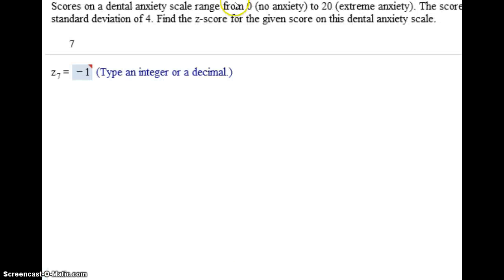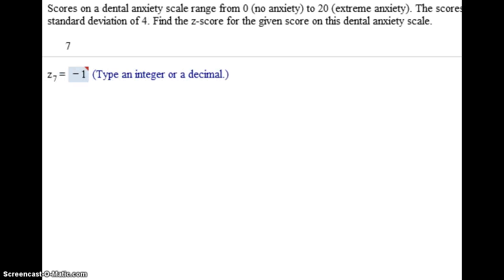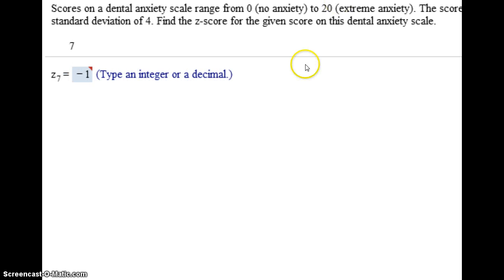Let's look at 27 with some different numbers. It's about dental exams. It says the mean is 11 and the standard deviation is 4.